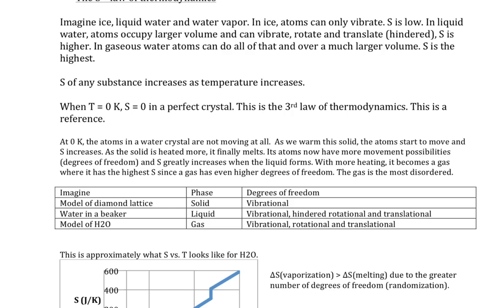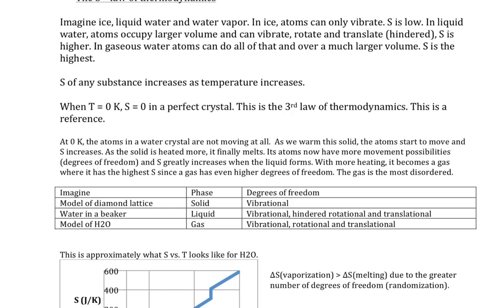In the liquid water, the atoms occupy a much larger volume. They can occupy the whole volume that the liquid occupies. Bigger volume means more randomness. They can also vibrate back and forth, the atoms relative to each other. The whole molecule can rotate, do somersaults, and the whole molecule can move around the beaker. Indeed, the rotation ability and the translation ability are hindered because there are so many nearby molecules. S is higher, though, in the liquid than in the ice.